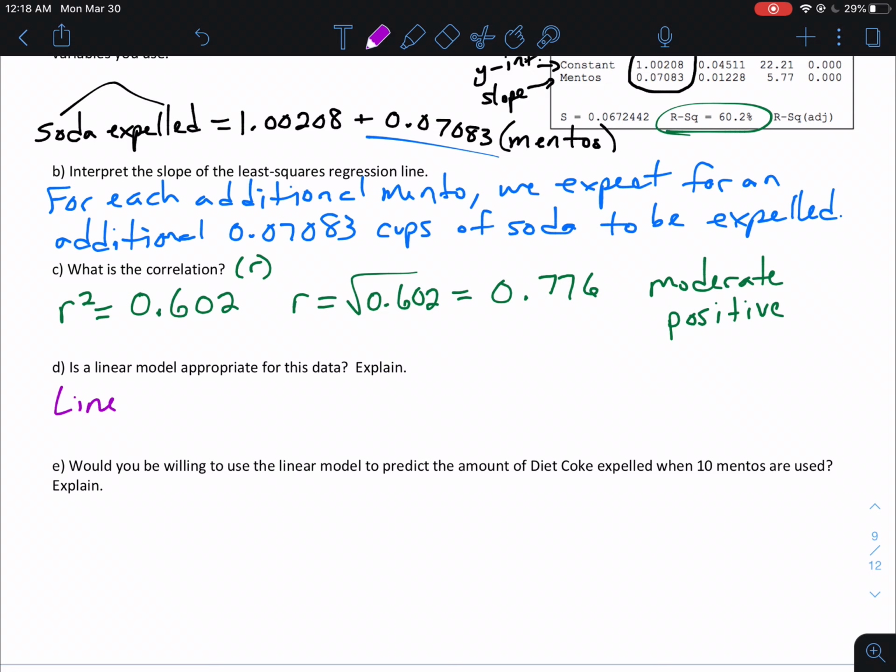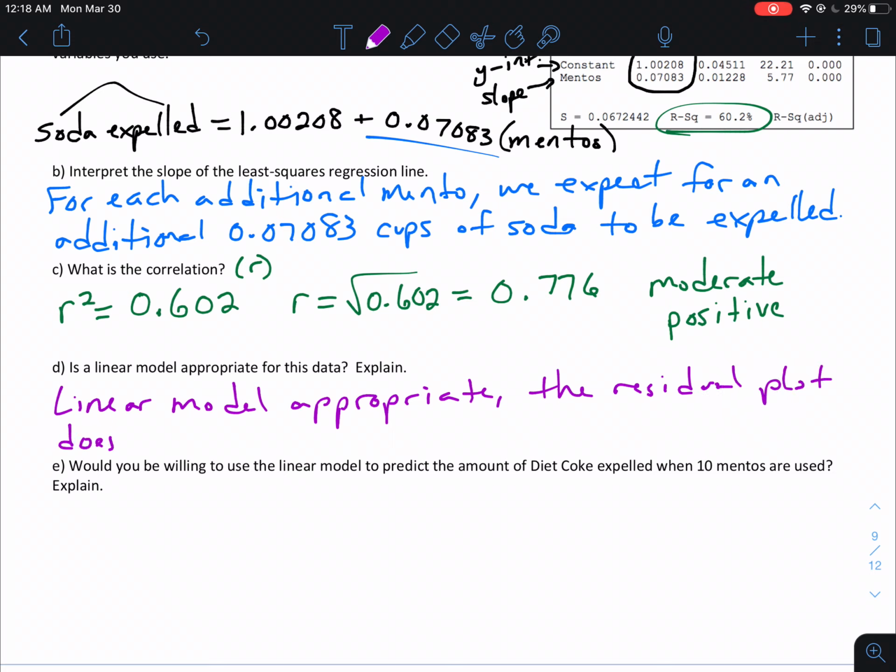And so for the explanation, we would just have to say something along the lines of that the residual plot does not have any patterns, and that's all we've got to say.